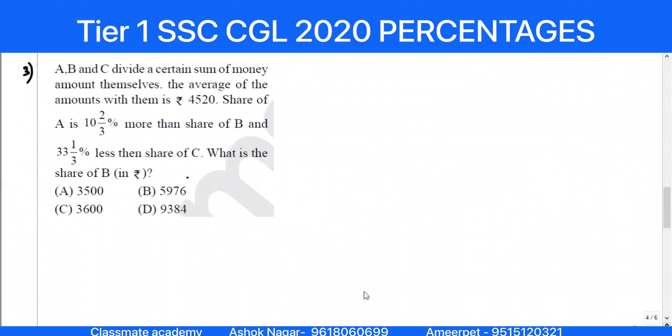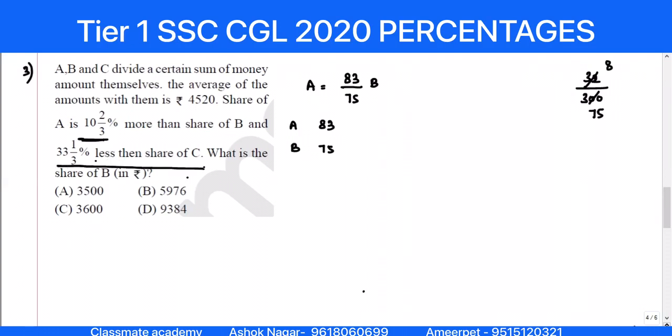See that. What is 10 2/3% as a fraction? 32/300 as a fraction. 8 by 75. Can I say so? A is how much more than B? 1 plus 8/75, which is 83/75. Can I say so? A by B is in what ratio? If it is 83, this becomes how much? 75. And he says A is 33 1/3% less than the share of C.